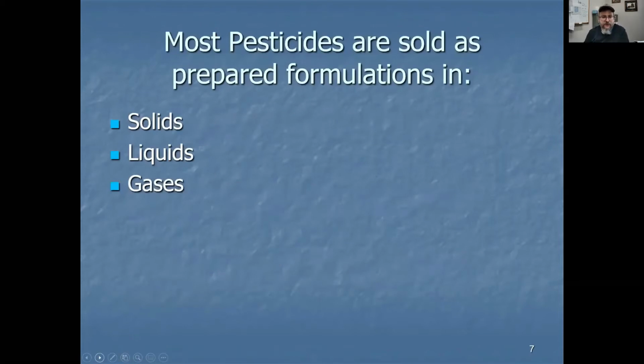Most pesticides are sold as prepared formulations and can be in solid form, liquid form, or gas form. The aluminum phosphine, which most of you are here to purchase, you buy it in a solid form, but once it's administered and it reacts to the atmosphere and the temperature and moisture, it becomes a gas. So, however, you do buy it in a solid form.